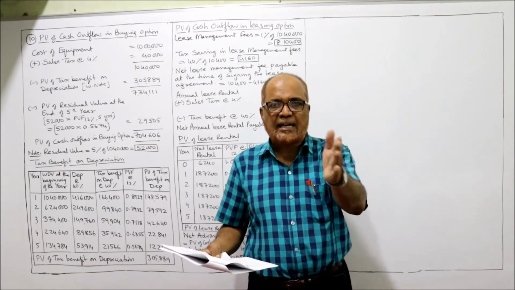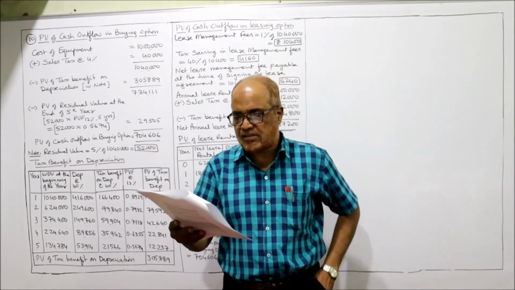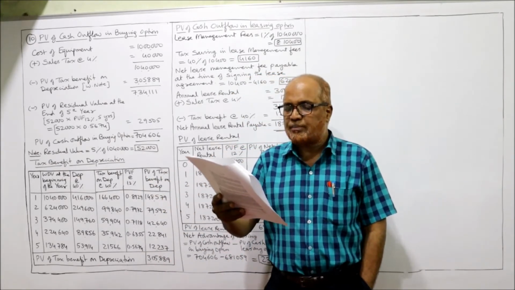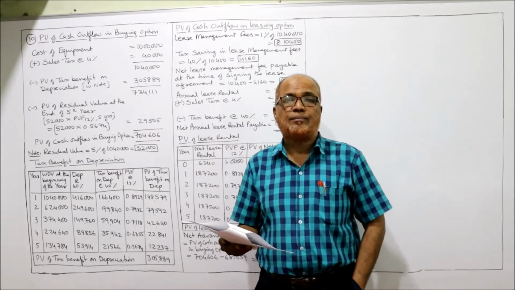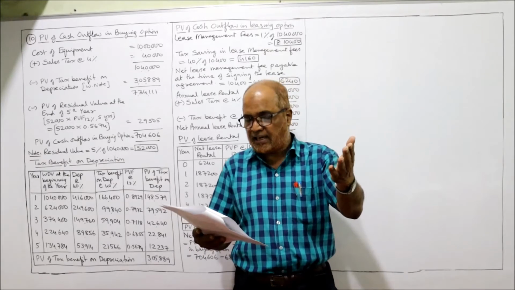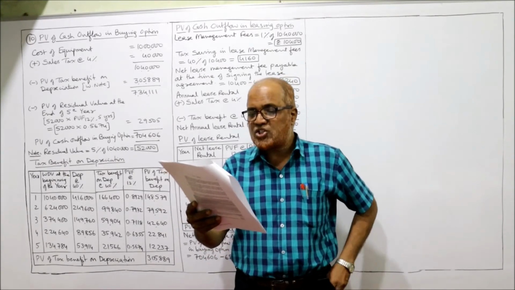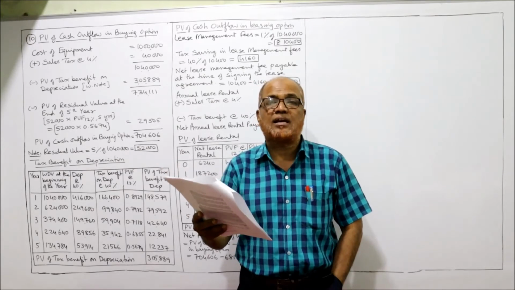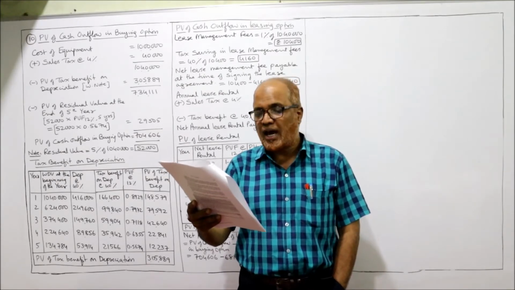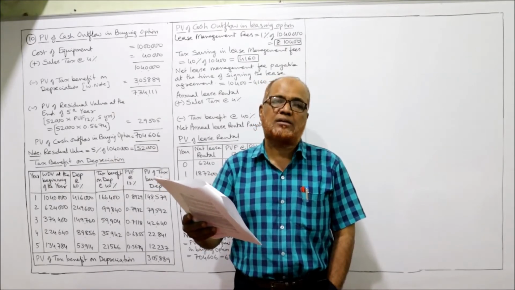First year end 3 lakh, second year end 3 lakh, third year end 3 lakh, like that up to 5 years. The lease rentals are also subject to sales tax of 4%. That means when we pay the lease rental of 3 lakh rupees, 4% sales tax will also be added. And Messrs. J Limited has a marginal tax rate of 40%. And its required return on capital is 12%.